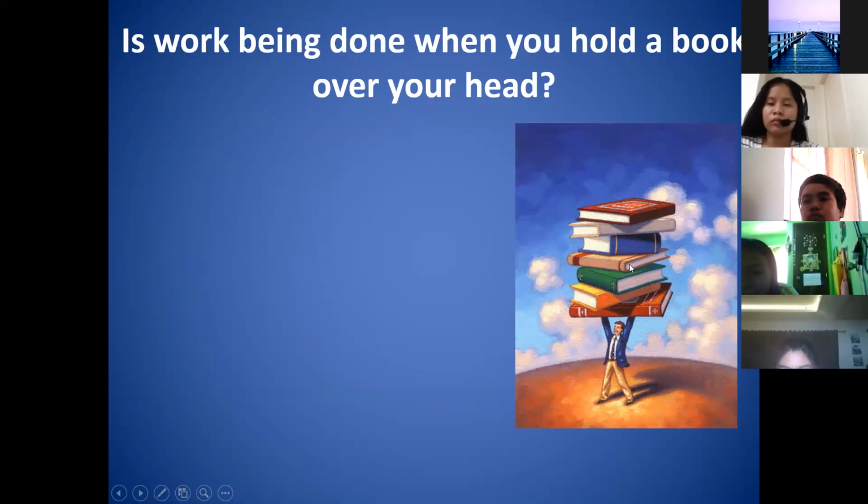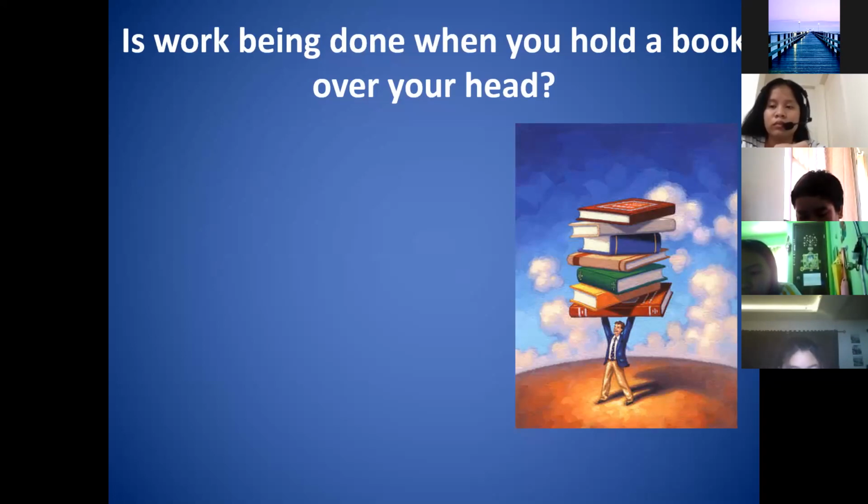Did you exert force? The answer is yes. Because in maintaining the position of the book over your head, you are providing the equal force that the head should produce to equate the downward force of the book. But the question is, if you just simply hold the book over your head, is there work being done? The answer is no. If you just simply put the book there, there's no work being done.